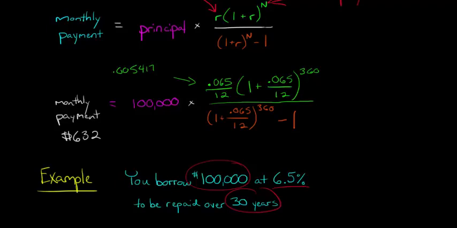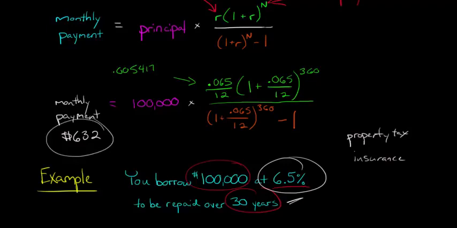And again, just a note here: you're paying this on a monthly basis, but there might be other things, such as property tax and homeowners insurance, that the lender decides to put in as part of the loan. That's part of your mortgage payment. We're not getting into that here. We're just talking about repaying this principal along with this 6.5% interest over a 30-year term. And to do that, you'd pay $632 a month for 30 years.